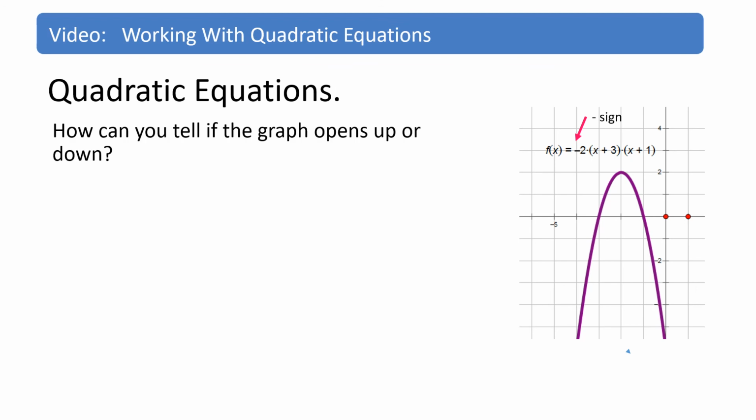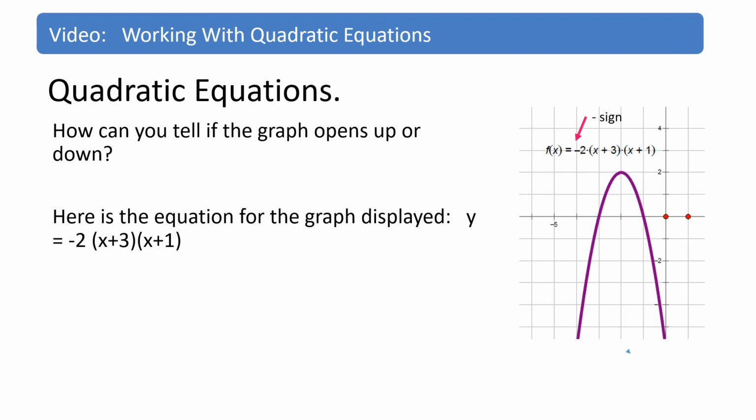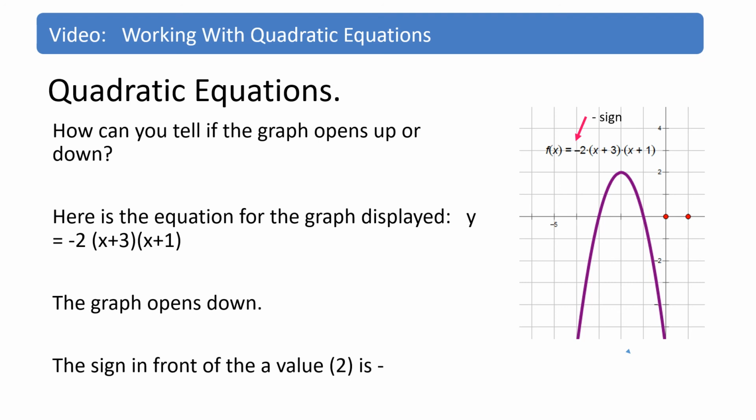Now, look at this example. Here is the equation for the graph displayed. y equals -2 bracket x plus 3 bracket times bracket x plus 1 bracket. The graph opens down. If we look closely, we see the sign in front of the a value too is negative. A clue.